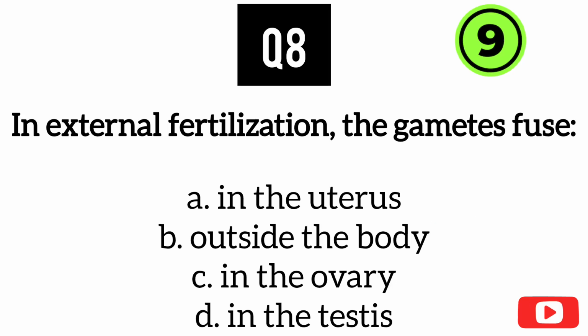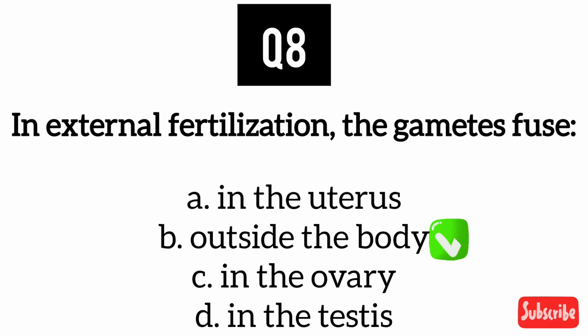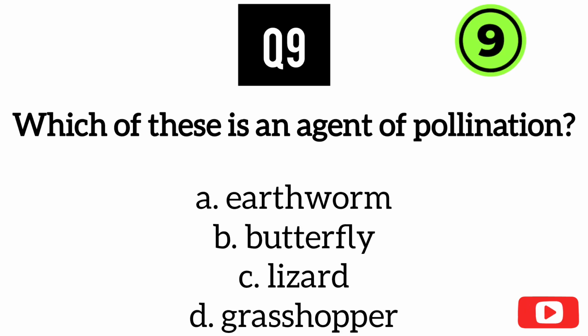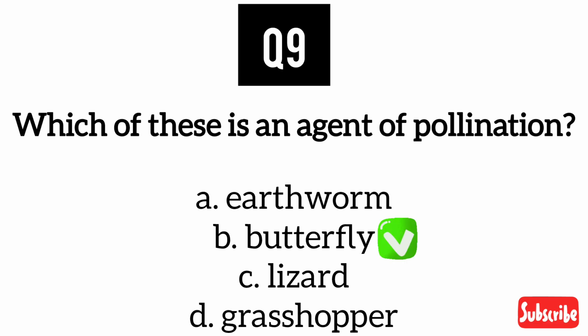Question 8. In external fertilization, the gamete fuses A. in the uterus, B. outside the body, C. in the ovary, D. in the testes. So the correct answer is option B, outside the body. Question 9. Which of these is an agent of pollination? A. Earthworm, B. Butterfly, C. Lizard, D. Grasshopper. So the correct answer is option B, butterfly.